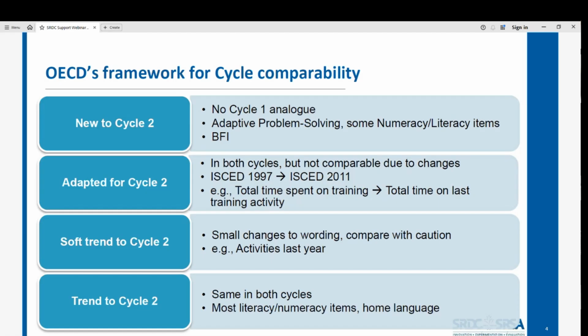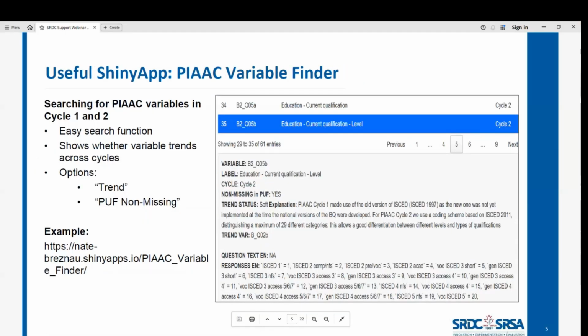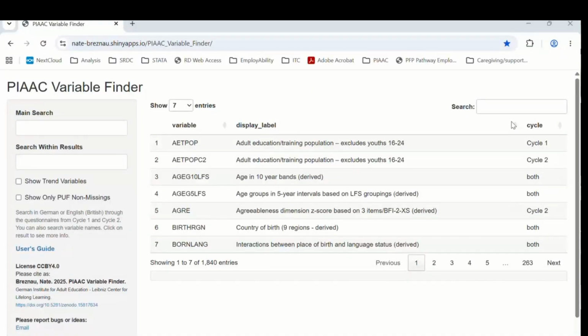That is actually a pretty challenging task, but there is something that can make it quite easy, which is the Shiny app, the PIAAC variable finder. It lets you very quickly search for PIAAC variables in both cycle 1 and 2 data, and tells you whether a variable is only in cycle 1, only in cycle 2, or whether it trends across. It doesn't just tell you whether it's in both; it tells you whether it's directly comparable, basically the same, or if it's changed in some way, how it's changed, or if it's softly trending. Do we want to do a quick web example of that? I think being able to search through PIAAC variables this quickly is very helpful.